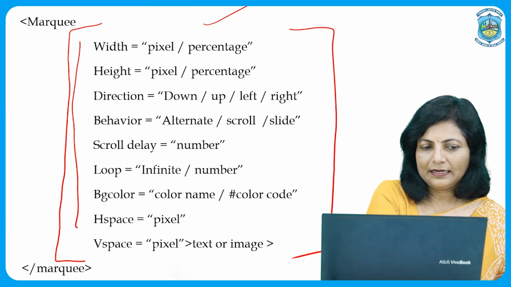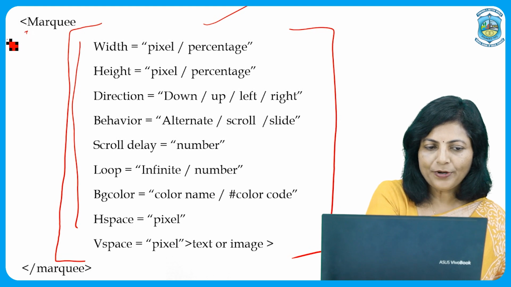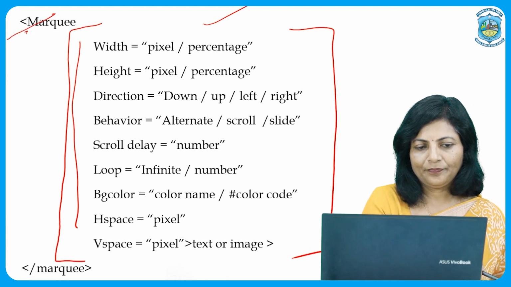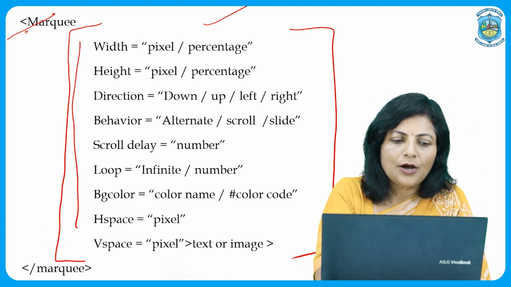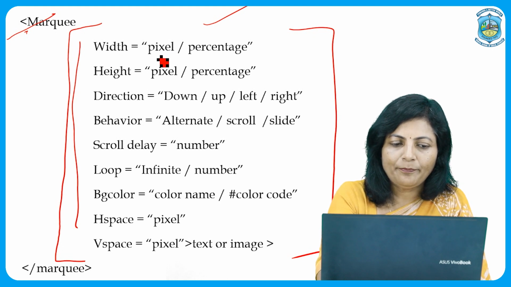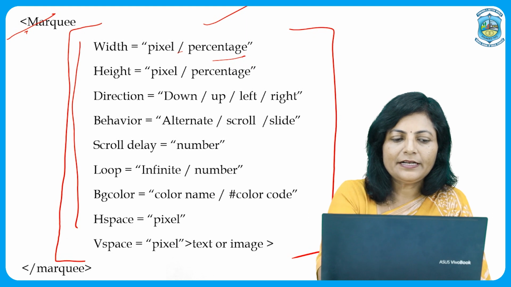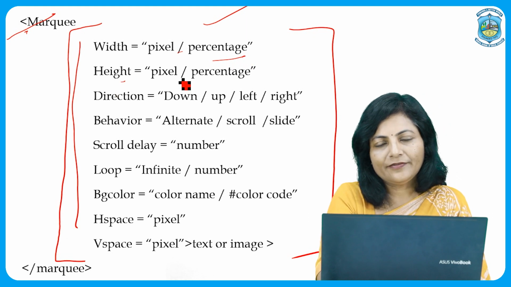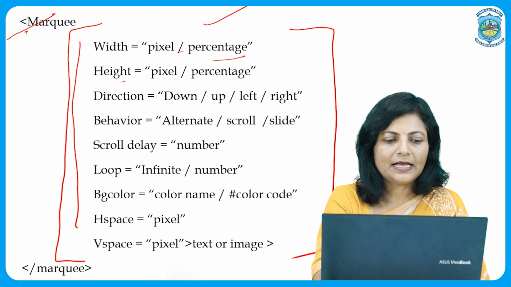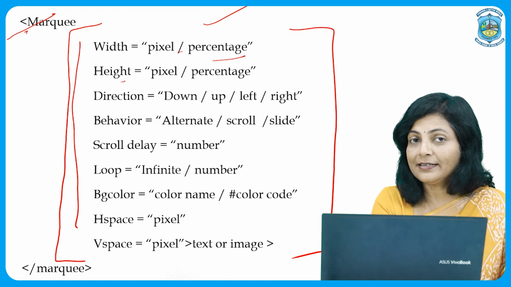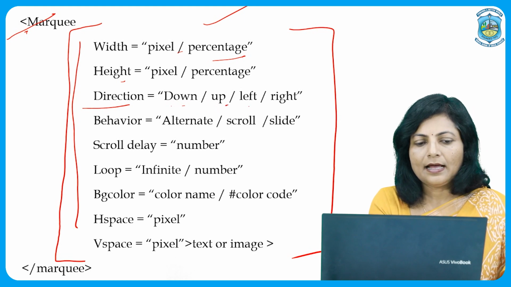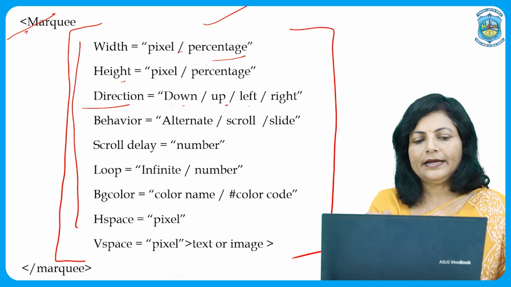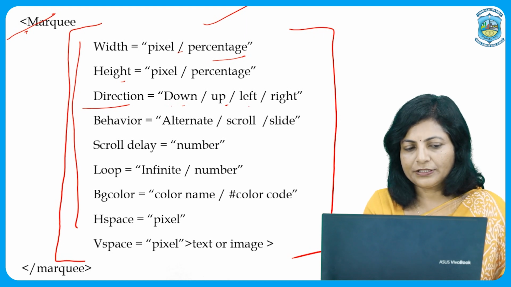Again, it is a container tag, it has an opening tag and a closing tag. In the opening tag, we define all the attributes. To define the width, you can give the value in pixel or percentage. Similarly, with height, you can give the value in pixel or percentage. Then you can define the direction: down, up, left and right. Behavior is alternate, scroll or slide.